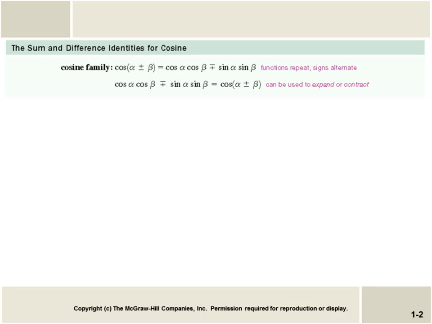Okay? So this is our cosine identity, and it just says that the cosine of alpha plus or minus beta is the cosine times the cosine of the two variables. And notice the sign flips, times the sine of alpha, sine of beta. So the sign flips.